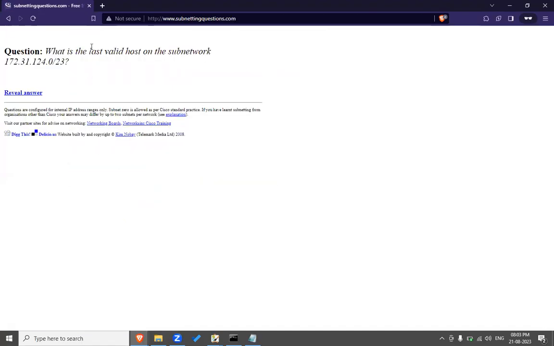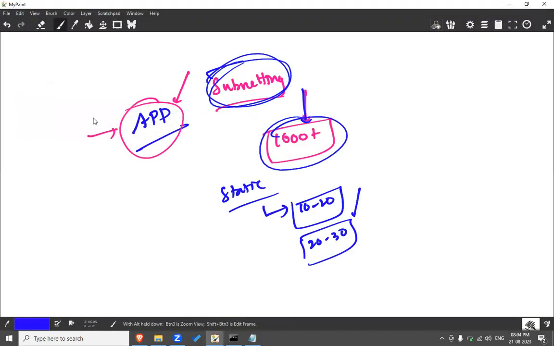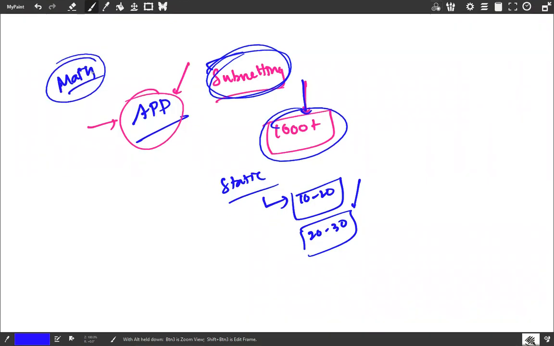Can you see, last valid host of this? Can you understand what the question is, please? Last valid host. You can just reveal the answer to see the next one, and you can keep doing it. There are so many questions on subnetting, plenty of resources to practice. All you need to do is spend some time on it. That's it. Don't ignore this concept, right? It is math, it's full of math, but not complicated math. Just subtraction, division, multiplication, powers of two, that's it.